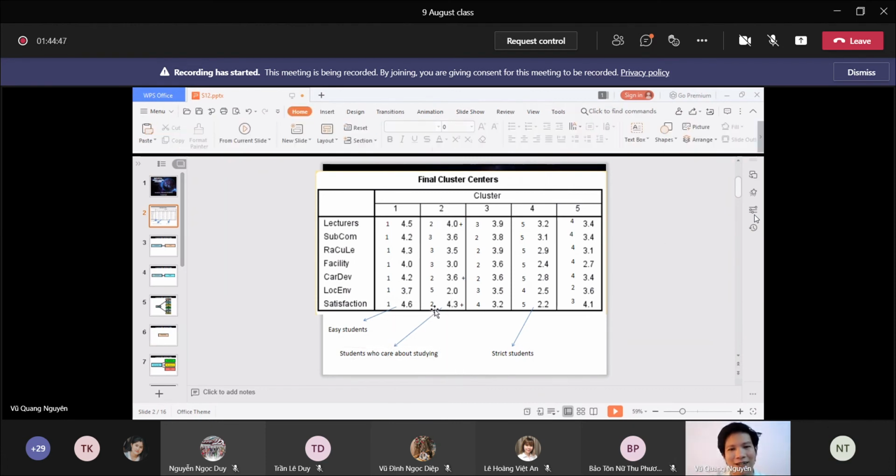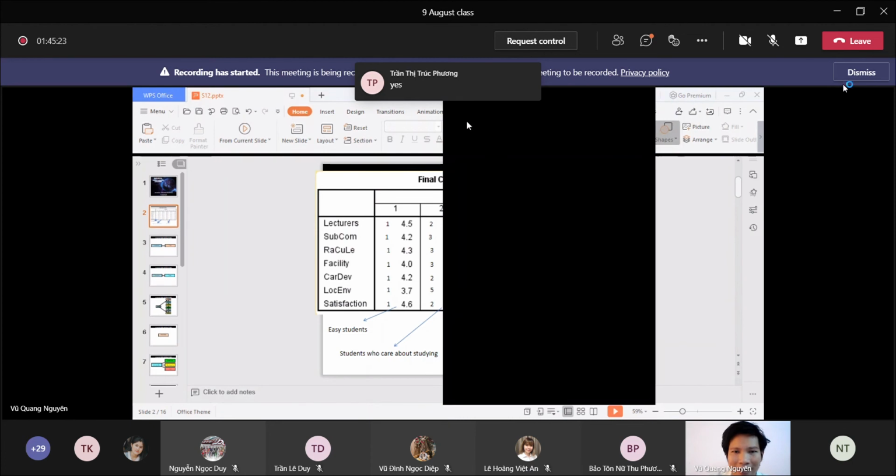So if we target them, if we target cluster 2 here, we must improve the lecturers and career development, and don't improve the location environment. See, perception on location environment is very low, but satisfaction is still high. Means that they don't care about location environment. Can you understand that? People? Yes. Okay. So now let's talk about cluster 5 here.